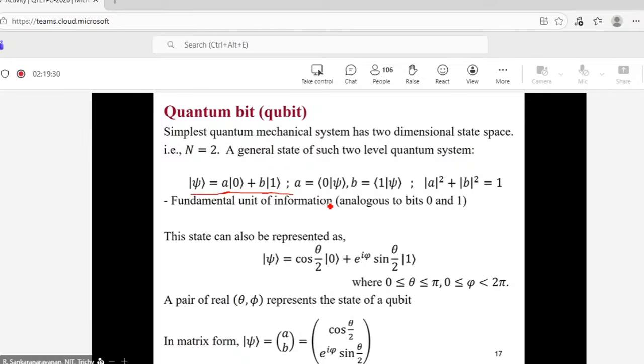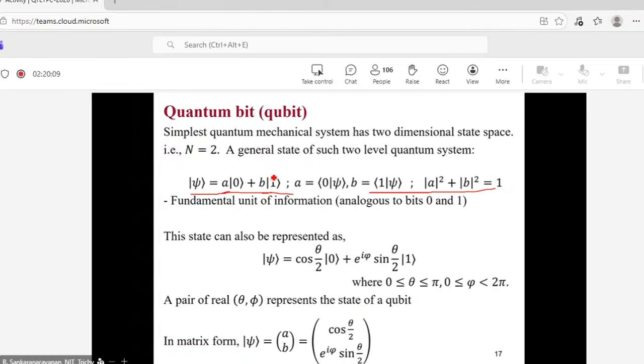So any two-level system can be thought of as a qubit, such that A and B are such that |A|^2 plus |B|^2 is equal to 1. So this is similar to the summation over n |Cn|^2 equal to 1, right? It's the same thing. I wrote the same expression for just two terms. Okay. So this is a fundamental unit of information which is analogous to the bit 0 and 1. So classically, the state can be either 0 or 1, but quantum mechanically, the system can be in state 0 or state 1 or any superposition of 0 and 1 as mentioned here.